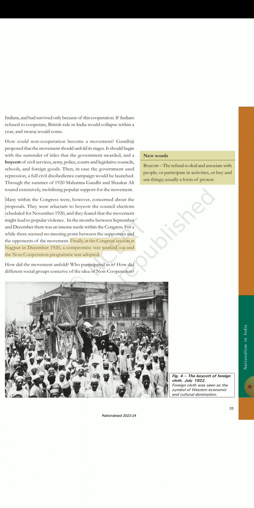Finally, at the Congress session at Nagpur in December 1920, a compromise was worked out and the non-cooperation program was adopted. How did the movement unfold? Who participated in it? How did different social groups conceive of the idea of non-cooperation? Fig. 4. The boycott of foreign cloth, July 1922. Foreign cloth was seen as the symbol of Western economic and cultural domination.